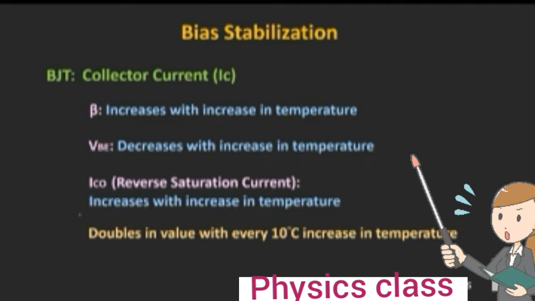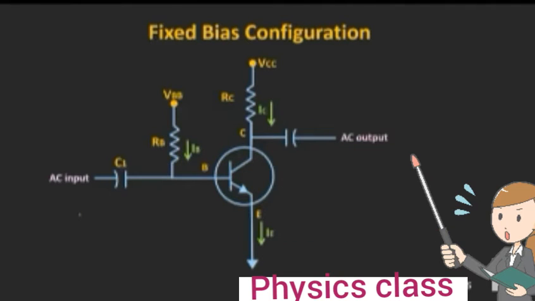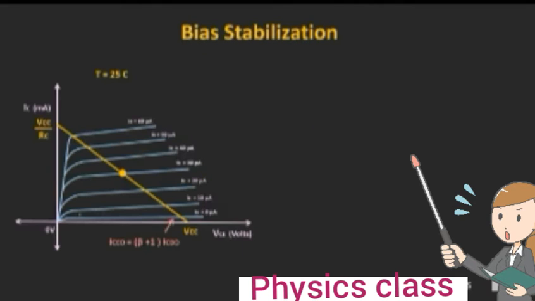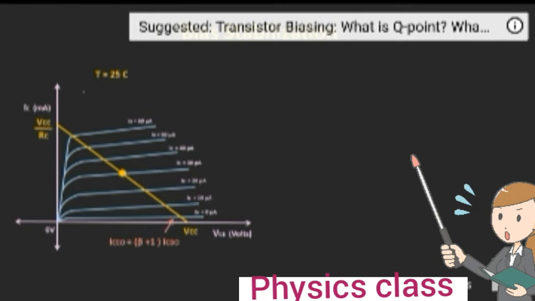So let us take one simple example, and through the example let us understand how the change in the value of beta and the reverse saturation current affects the collector current. Assume that the BJT is biased in the fixed bias configuration. Let the base current IB be set to 30 microampere at 25 degree centigrade for the given value of beta.